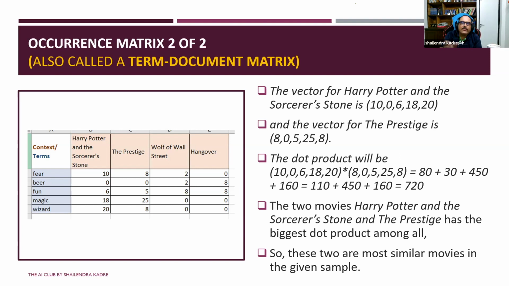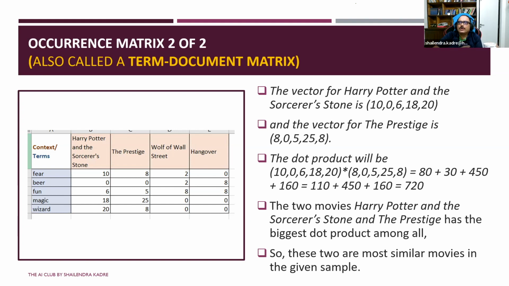So eventually we take all the dot products and we find that the Harry Potter and the Prestige dot product is 720. That is the maximum. And see, they are both related to magic: in Harry Potter, magic is repeating 18 times, and in the Prestige, magic is repeating 25 times. So both are related to magic.